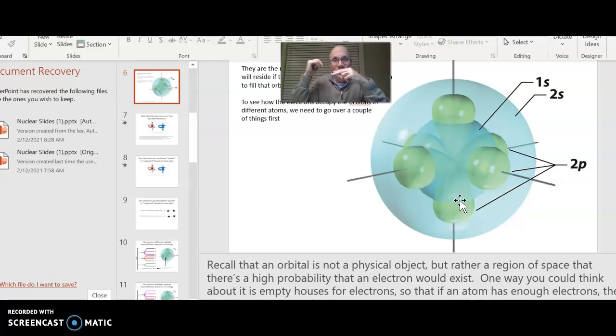You've got the s sublevel, which is this 2s orbital, and then you've got the p sublevel, and the p sublevel actually consists of 3 separate p orbitals. All right.